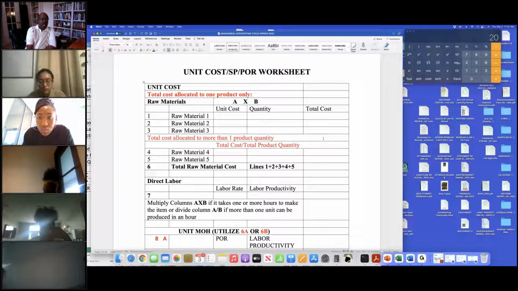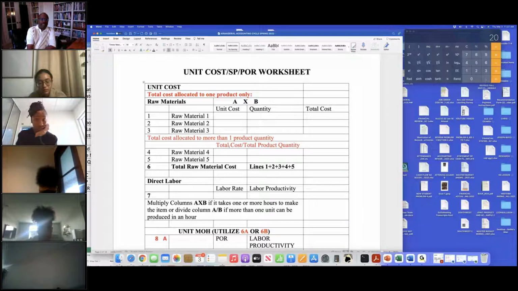If we have a situation where the total cost, such as the ink cartridge, is allocated to more than one product, then we would divide total cost by product quantity. So we're just putting that in there, but I'm not worried about that yet. But A students, you should realize by the end of next week, you've got to include this. But all I'm concerned about now is this first one.